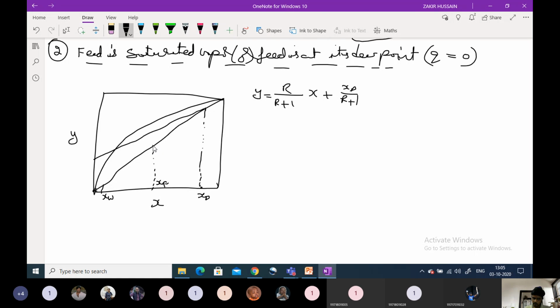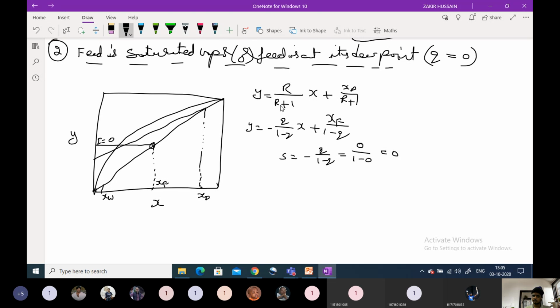Then from here you have to draw the q line equation. How can you draw it? y is equal to minus q by 1 minus q into x plus xf by 1 minus q, I guess. Using this we can draw the q line, with slope of minus q by 1 minus q. Since q is equal to 0, 0 by 1 minus 0 is equal to 0. There is no slope, so for q equal to 0, it's simply a horizontal line.